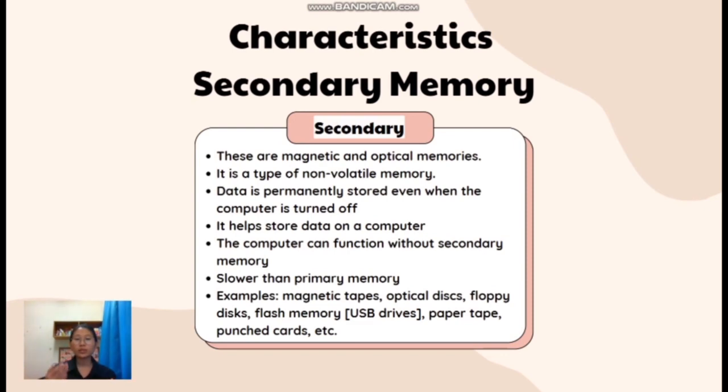Secondary memory works slower than primary memory because the CPU cannot access secondary memory directly. The data or information from the secondary memory will first be transferred to the main memory, which is primary memory, then the CPU can access it. Examples of secondary memory are magnetic tapes, optical disks, floppy disks, and so on. That's all for me. I will pass to the next presenter.